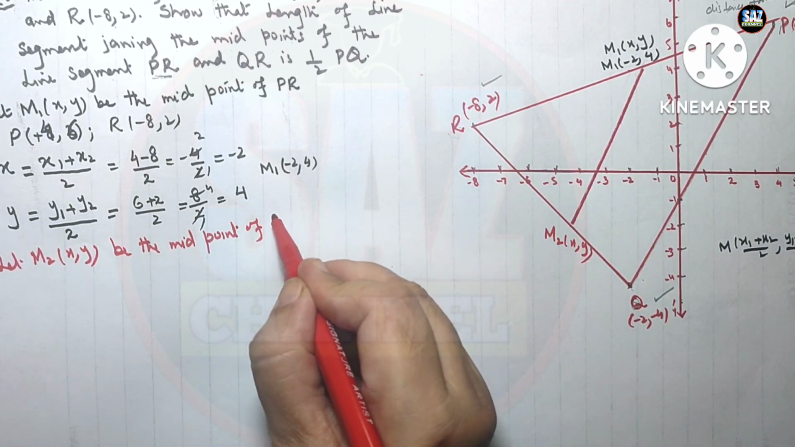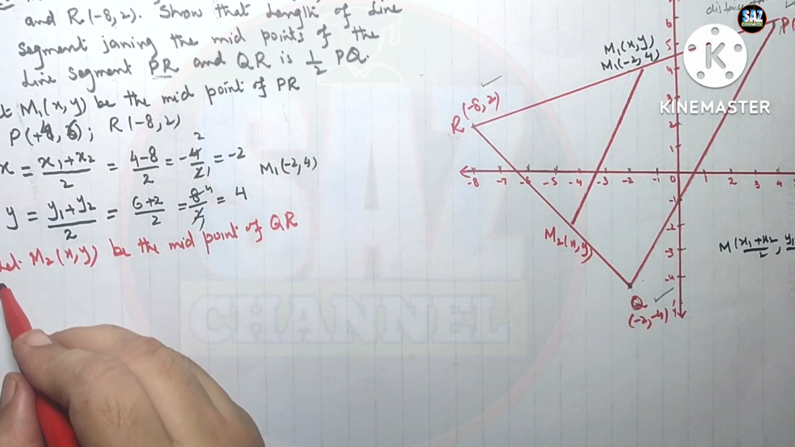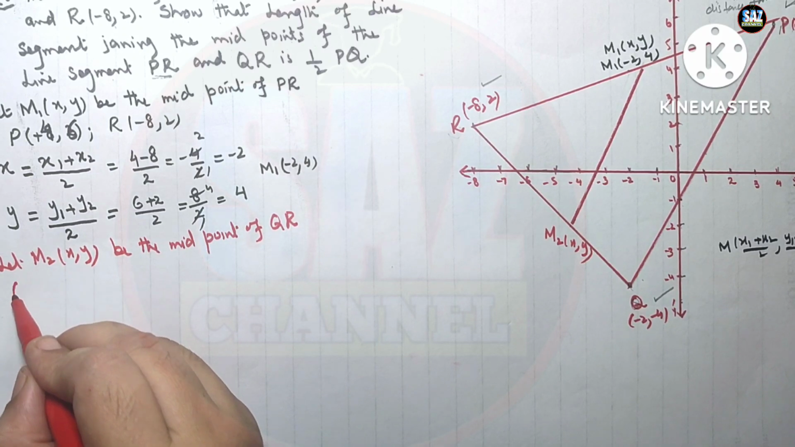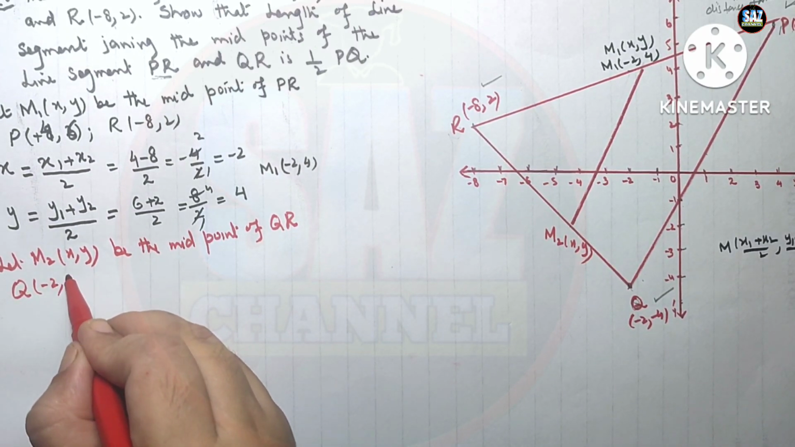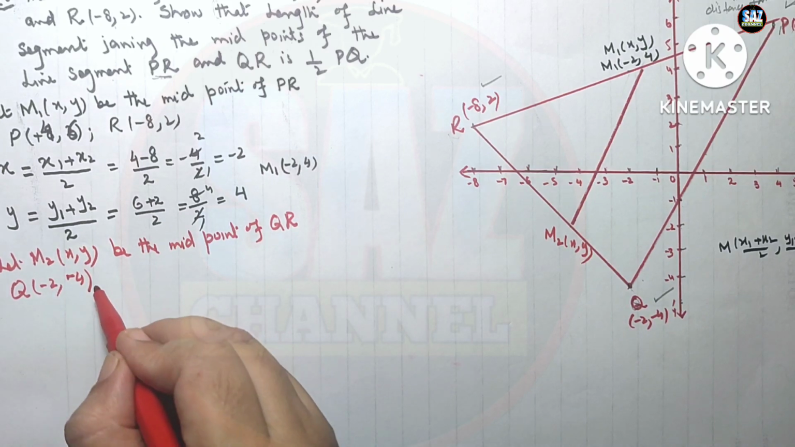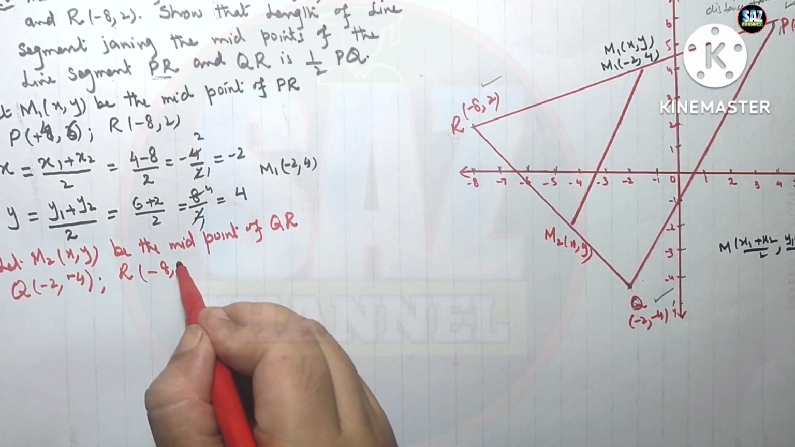Midpoint of QR line, okay, where Q has the coordinates. I have to write them carefully. Q has the coordinates -2 and -4, and R has the coordinates -8 and 2.